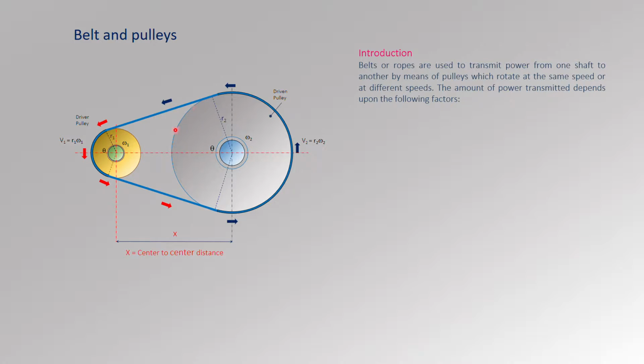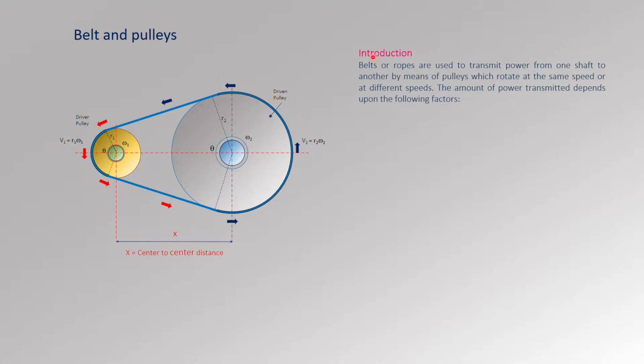Tight side tension usually is known as the maximum tension. Slack side tension is usually known as the minimum tension. And we use the symbol T1, T subscript 1, to represent the tight side tension, and T subscript 2 to represent the tension on the slack side.